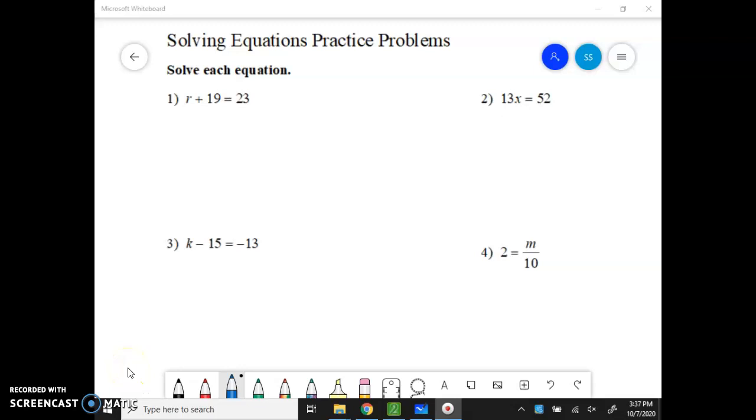Okay, here we go. Let's look at some of these practice problems. I think I'm going to do some of the odd problems and I'll leave you guys the evens.